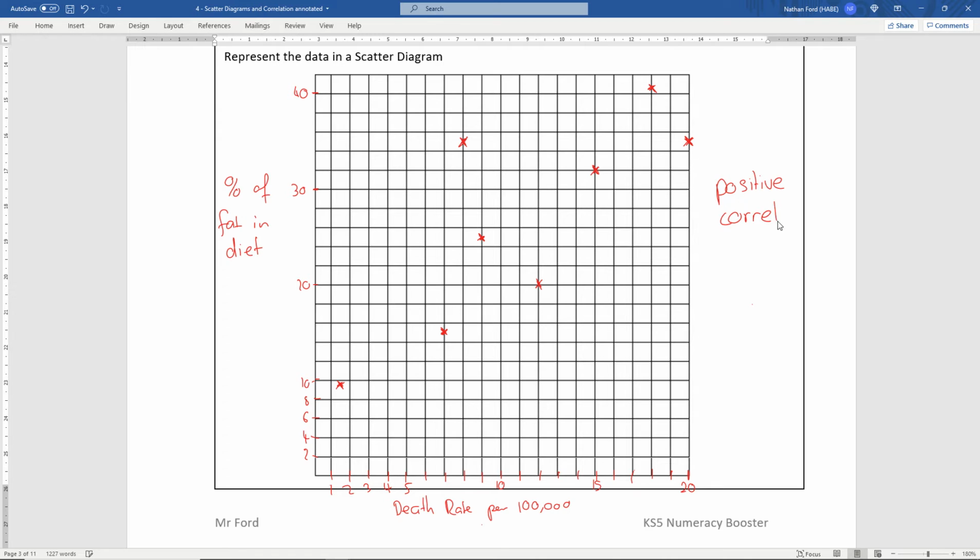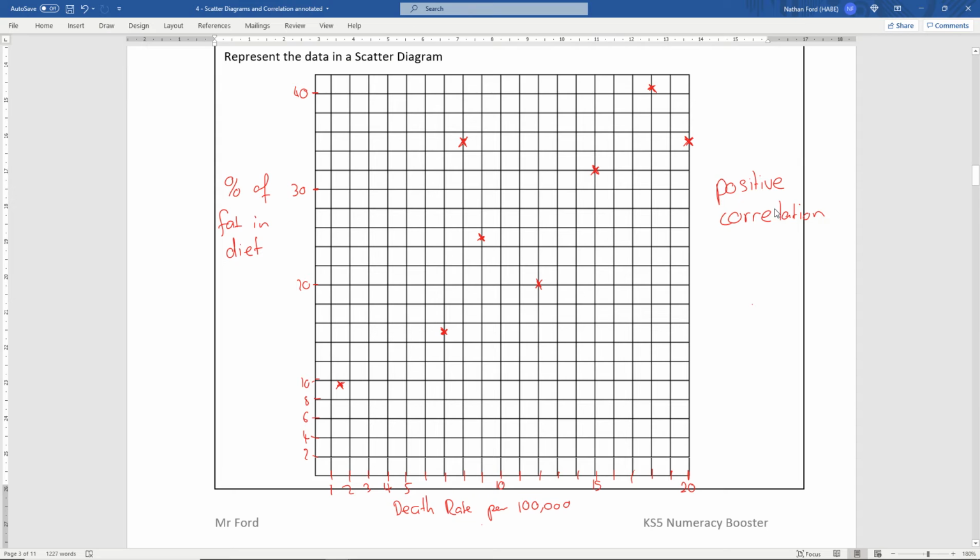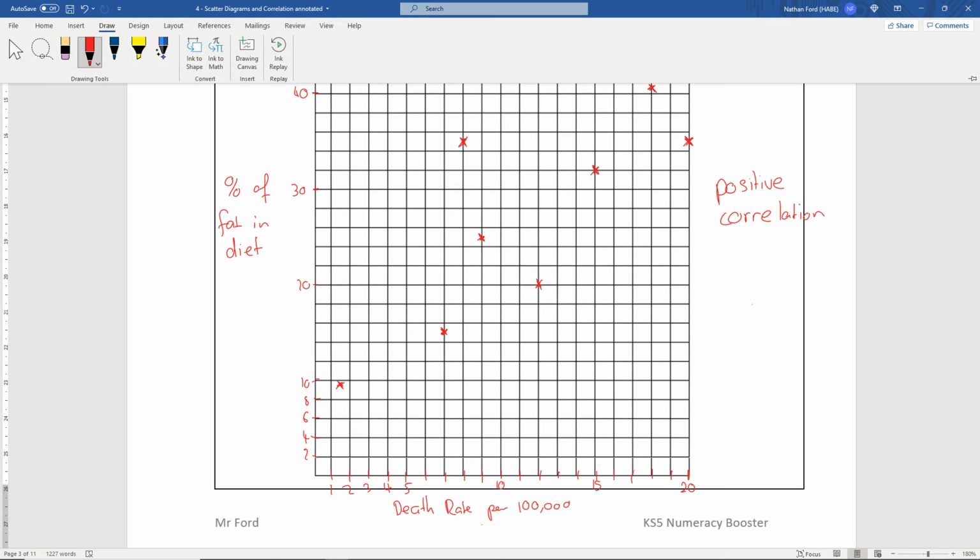And the thing is, if I ever had a test question, I would be writing that in. No question about it. Okay, just correct the correlation. There we go.